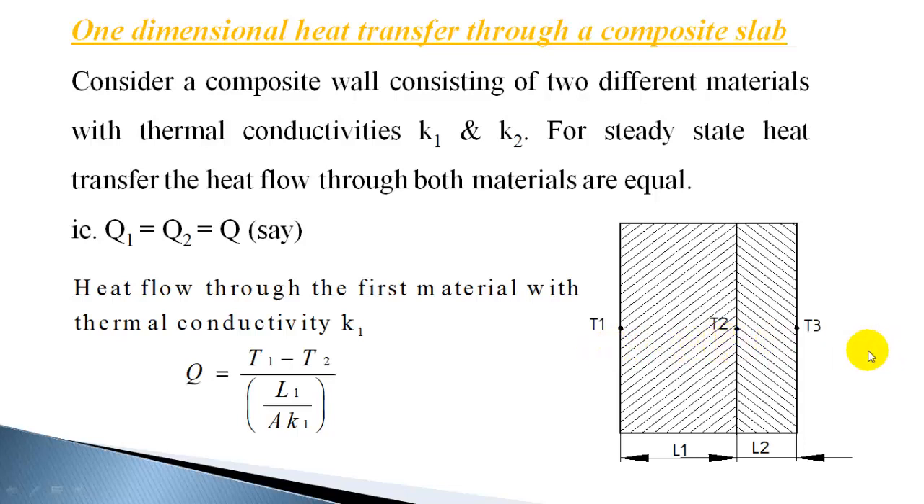This is a composite wall consisting of two different materials having thickness L1 and L2. How do you find out the heat flow? When it is a steady state process, it means temperature is not changing with respect to time. This face we have temperature T1, so this temperature is constant with respect to time. Similarly, temperature T2 at this junction is not changing with respect to time. This other end here also temperature is constant, but temperature variation exists along the x direction.